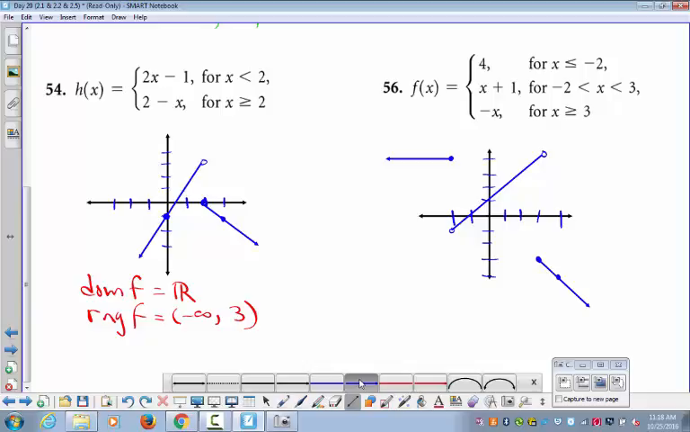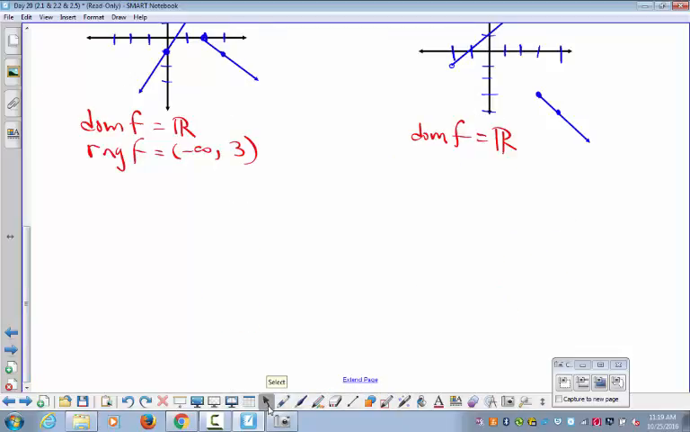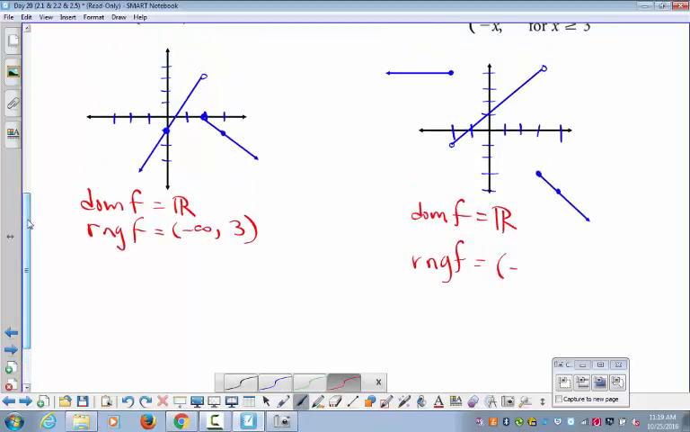All right, domain and range. What's the domain of this thing? Yeah, all reals. There's no gaps, no vertical gaps, right? Range. There's definitely a horizontal gap, though. So the range, we start way down at negative infinity. We work our way up the y-axis. And then we stop at -3.